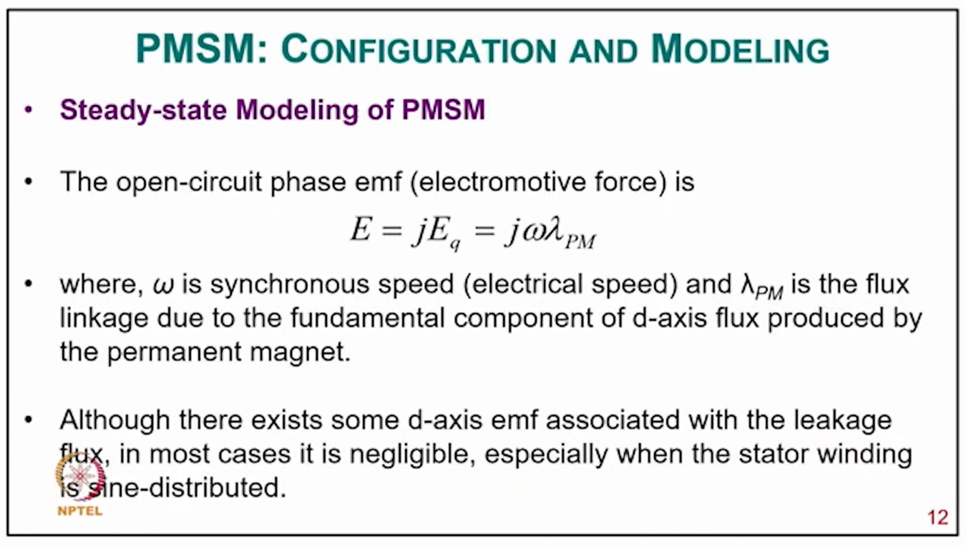Now, the open circuit EMF equals jEq because magnets are put on the direct axis. So, the induced EMF in the quadrature axis is j omega lambda PM, where omega is the synchronous electrical speed and lambda PM is the flux linkage due to the fundamental component of D axis flux produced by the permanent magnet. Although there exists some D axis induced EMF associated with the leakage flux, in most cases it is negligible, especially when the stator winding is sinusoidally distributed.